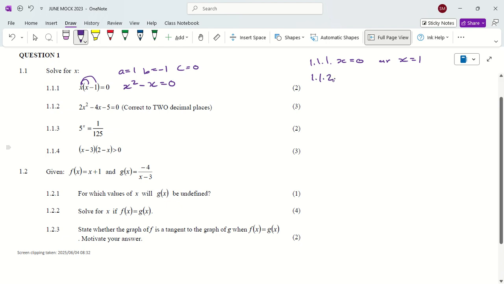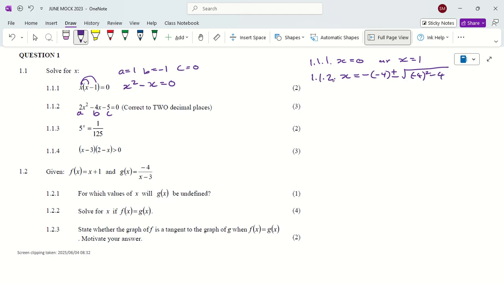Sharp. Then for the next question, we have 1.1.2. 1.1.2, we are given a quadratic already, right? And we can see our a is 2, our b is -4, and then c is what? -5. So we can use the quadratic formula and say x is equal to negative b, which is -4, plus minus the root of -4 squared.